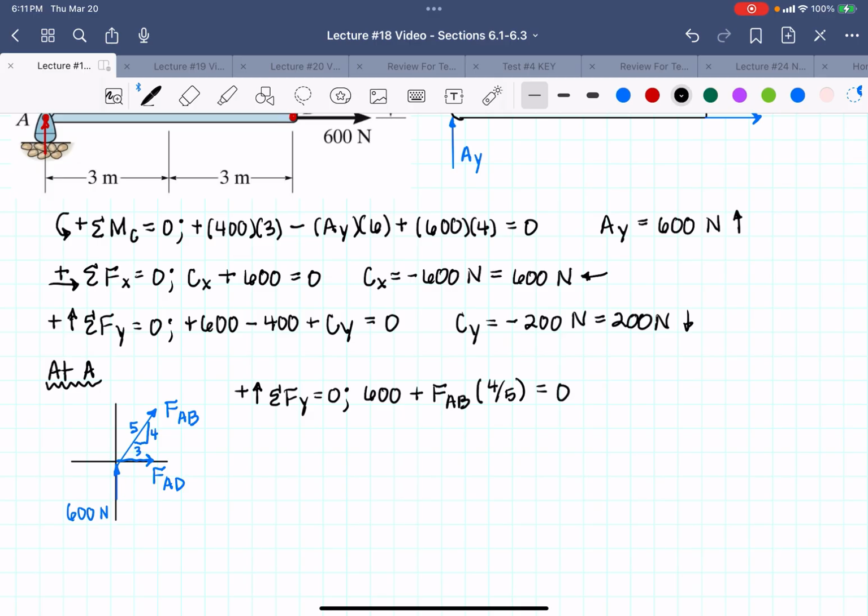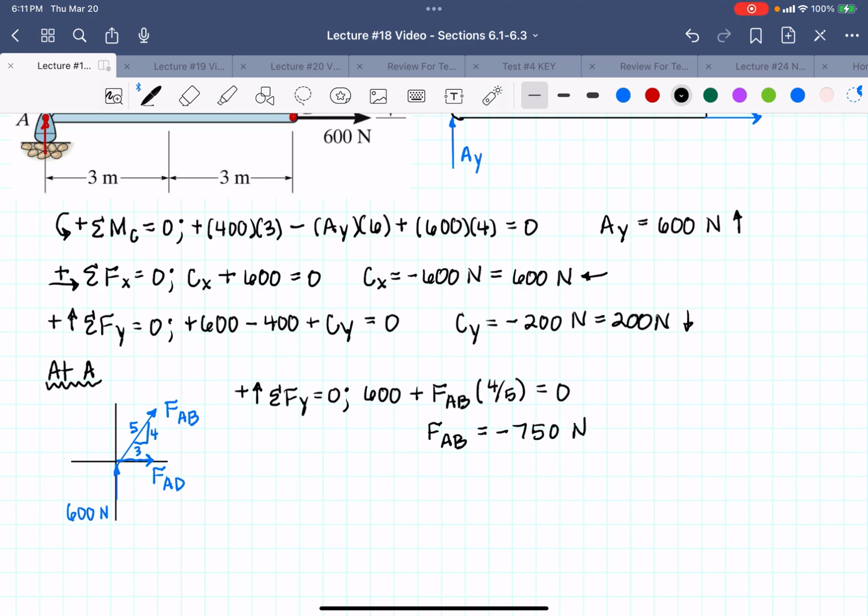And notice that I drew all of my forces going away from the joint because I'm assuming they're in tension. If I get them in negative, that means they're in compression. But we're assuming that they're in tension to start. So when I solve this equation, I am going to get that FAB is negative. So it is indeed in compression. It is negative 750 newtons.